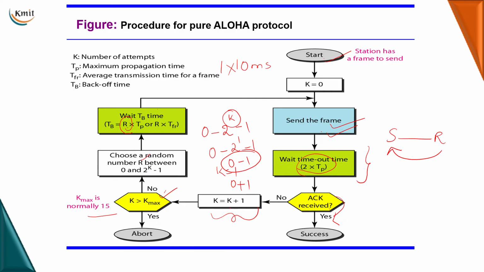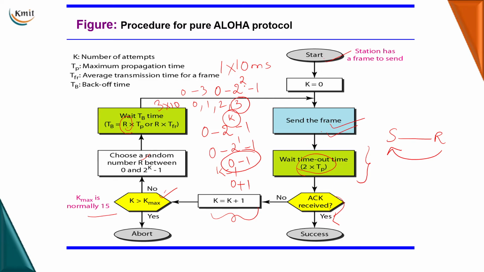Now K becomes 2. When K becomes 2, again we will check for the number of maximum attempts, and again we will take out a random number. This time the random number will be between 0 and 2 power 2 minus 1. So I will get 0 to 3. That means I can take a random number among 0, 1, 2 and 3, and for example, I'll take 3. So my back off time will be 3 into 10, so I will wait for 30 milliseconds and send.